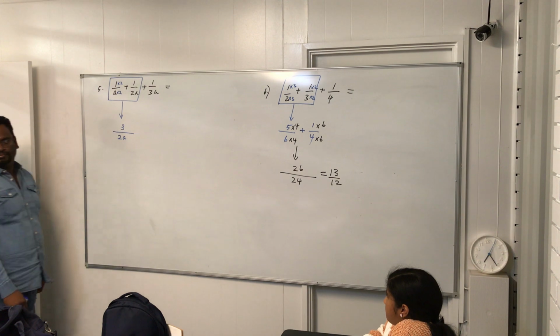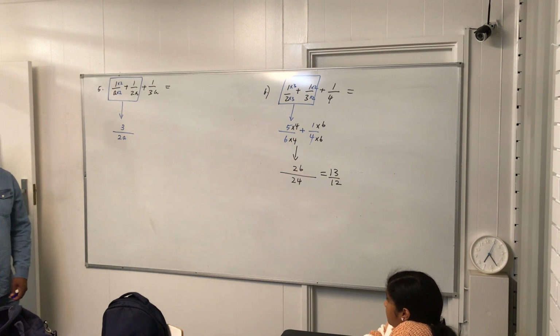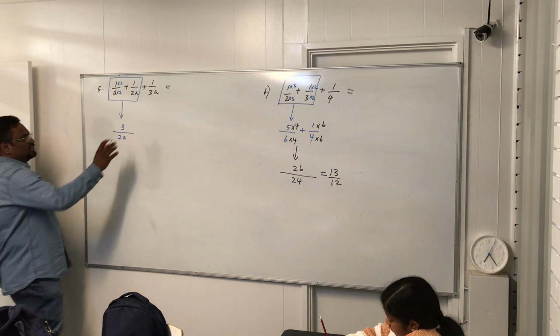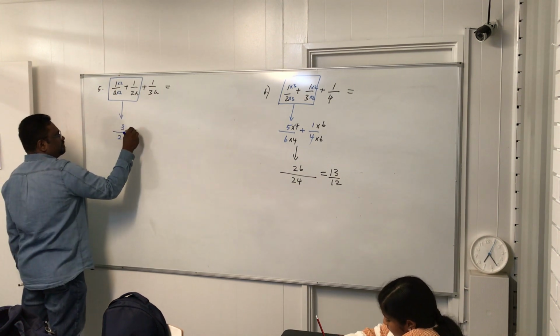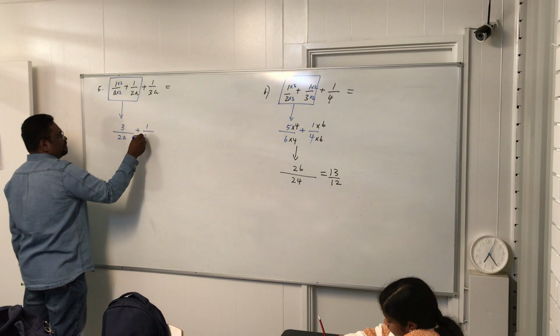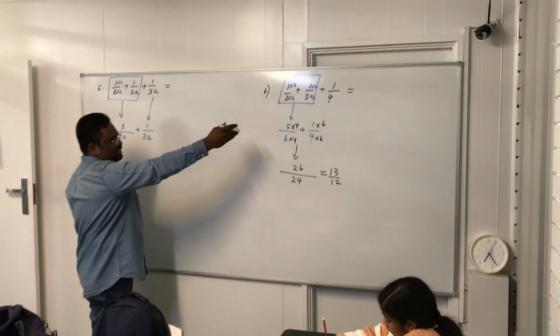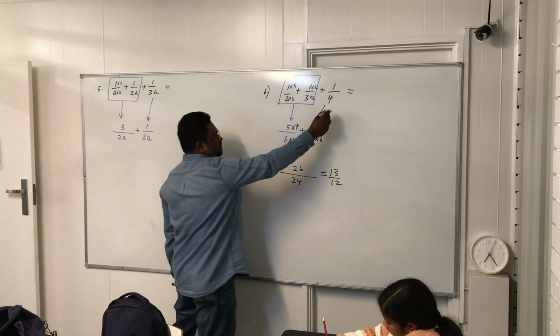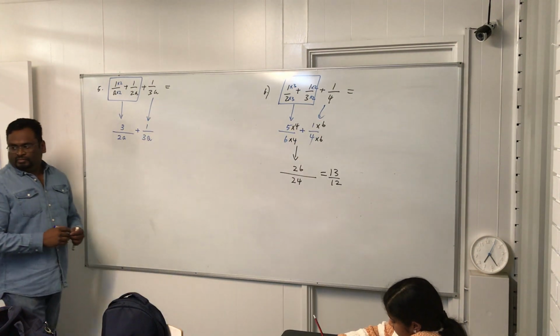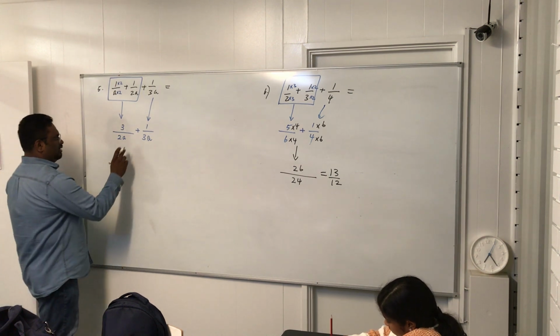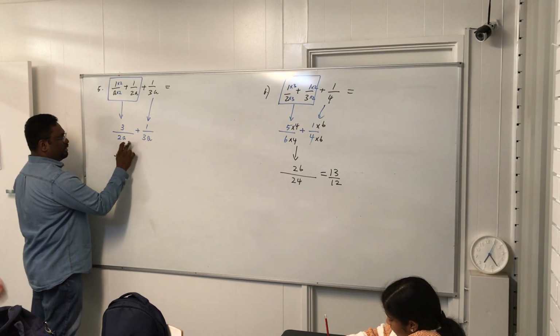Any questions? Easy, right? Now, just copy this one over here. Plus 1 over 3. Just copy that. It's the same thing I'm doing, right? Same thing. Yeah, same procedure. Then, here, 2a, 3a, 2a, 3a.